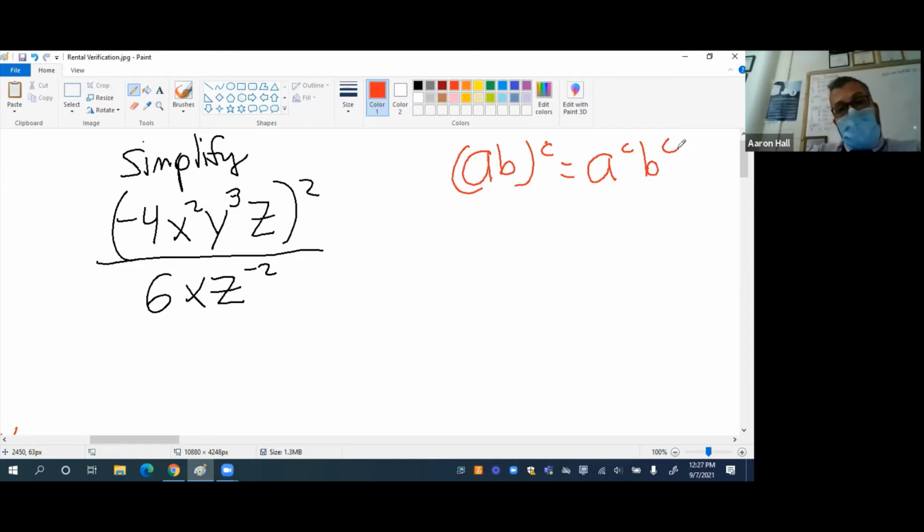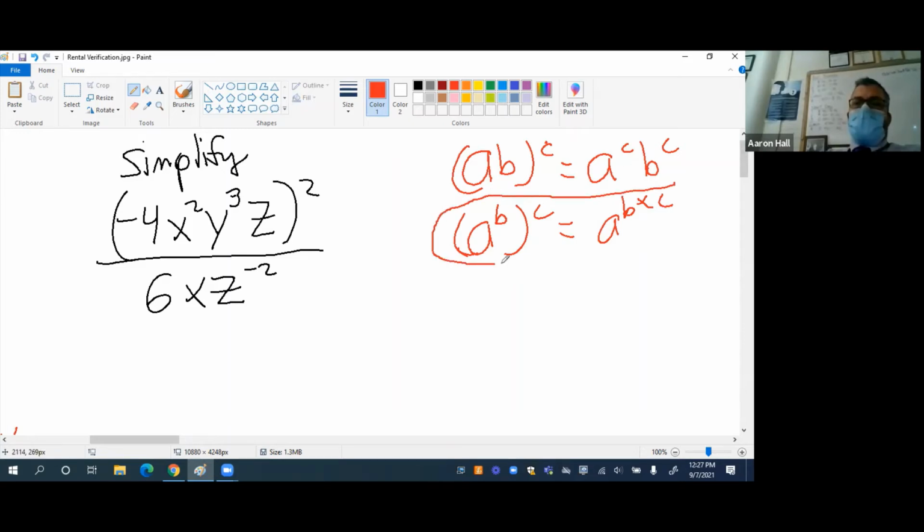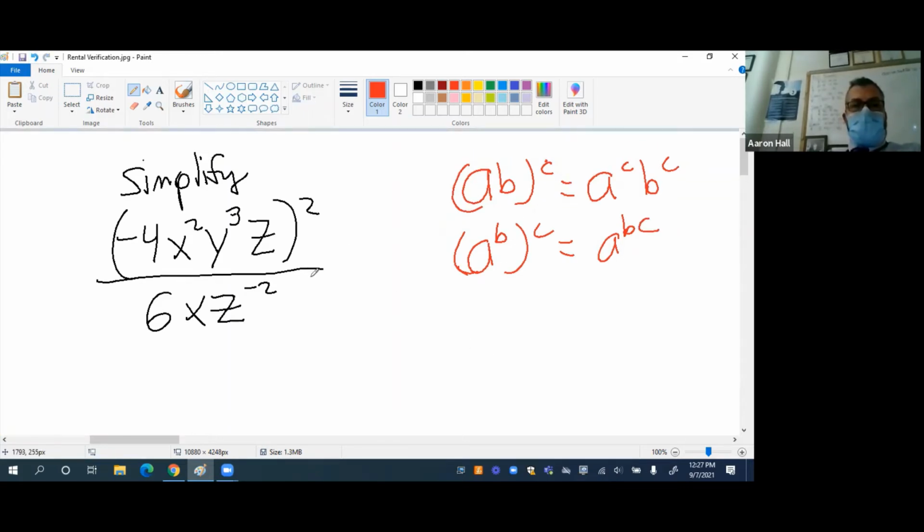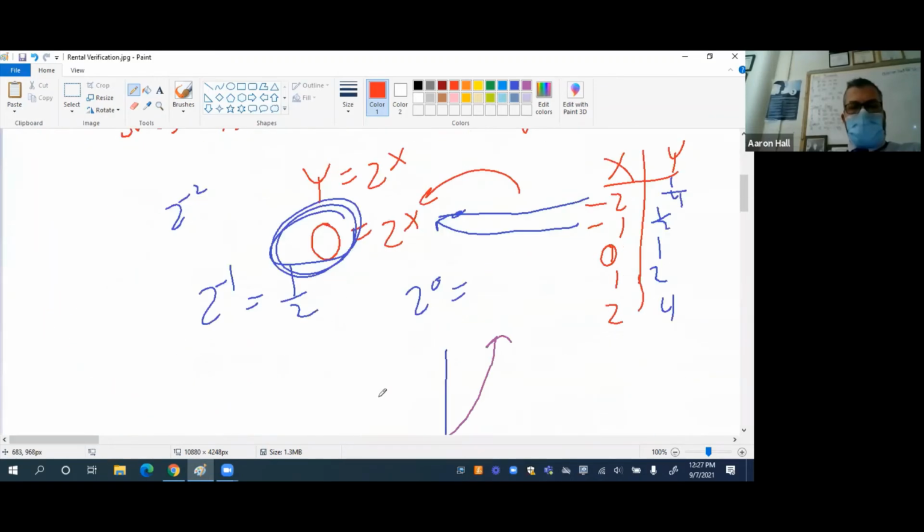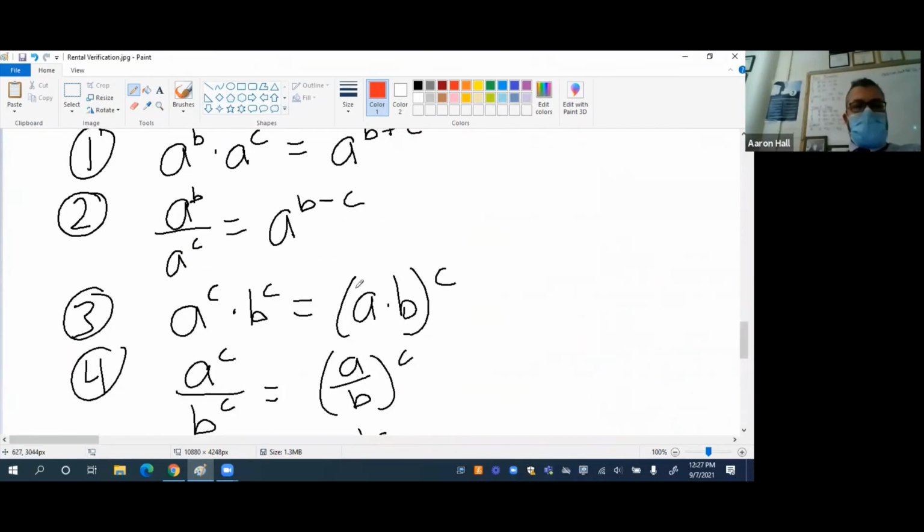The other one that I'm doing is this one here where I have a to the power of b to the power of c. What did we do with that one? Times. A lot of times students get law number 1 and this law mixed up. We have to do both of these at the same time. Just one more time, make sure that we're not confusing these, Anna.